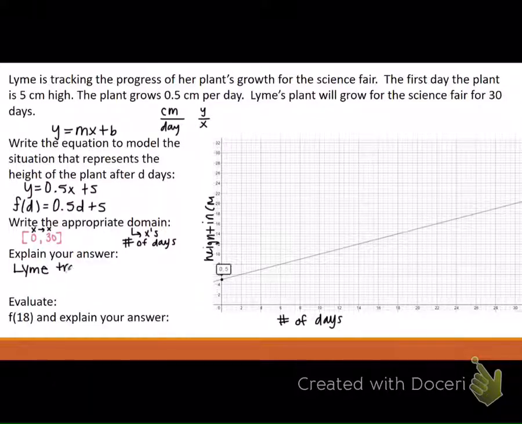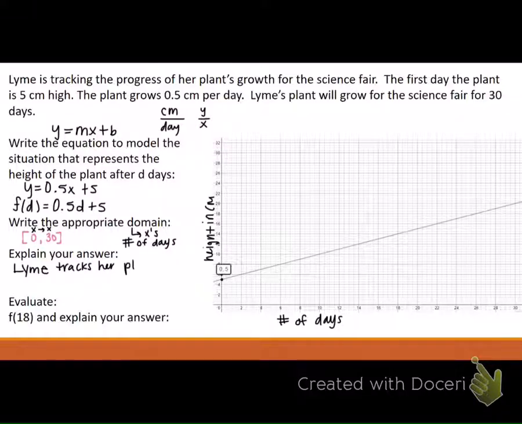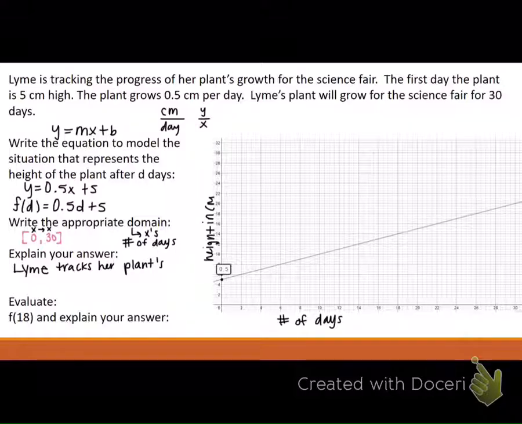Lime tracks her plant's growth from day 0 to 30.